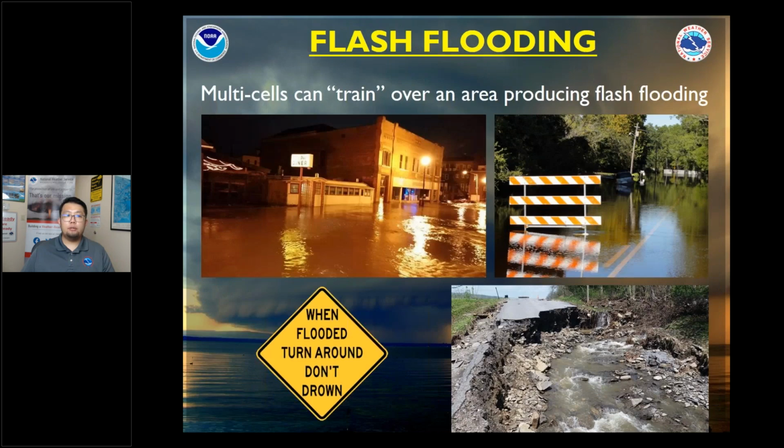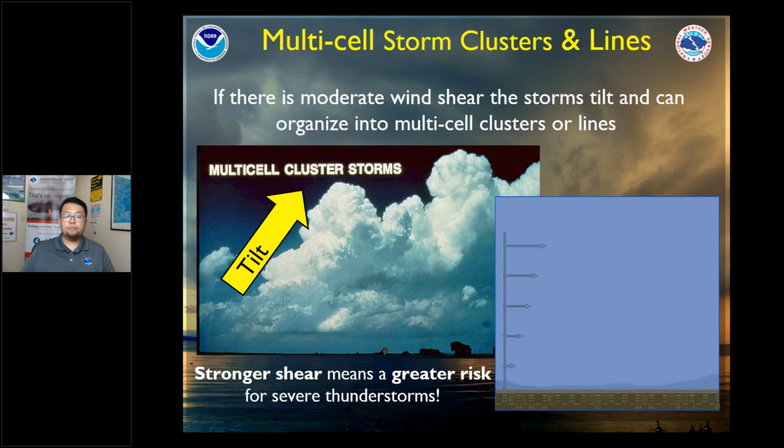Let's skip one here. There we go. The next one I want to talk about is multi-cell storms, clusters, and lines. What goes on here is as these thunderstorms start forming, they have something called wind shear. There's a little bit of wind aloft that can start pushing the clouds and tilting the thunderstorm a bit.